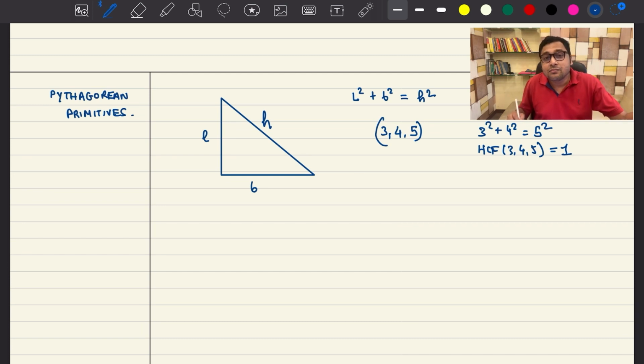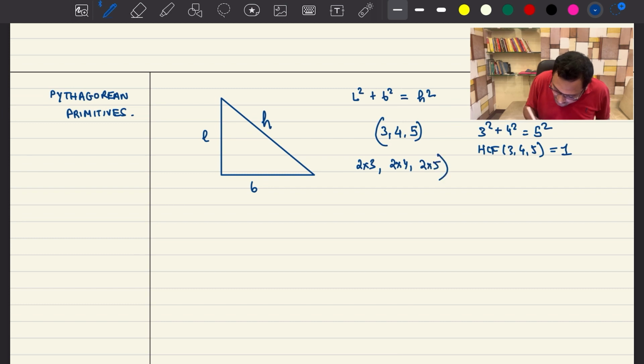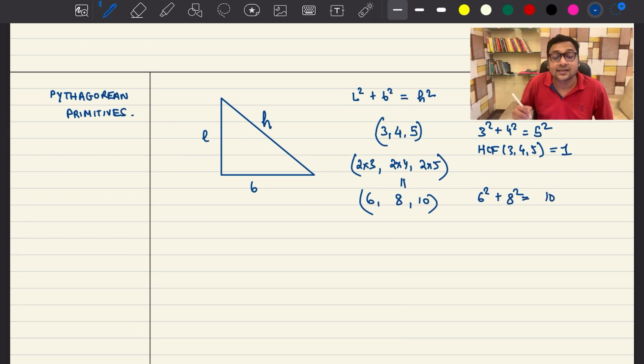In fact, you can multiply a Pythagorean primitive by any number and you will get another Pythagorean triple. So suppose you multiply all these numbers by 2 and you will get another Pythagorean triple. It will not be a primitive because its HCF is not 1. The three numbers' HCF is not 1, but it will be a Pythagorean triple. It will satisfy this condition. So, for example, here we have 6, 8, and 10. And indeed, 6 squared is 36, 8 squared is 64, 10 squared is 100. 64 plus 36 is 100.